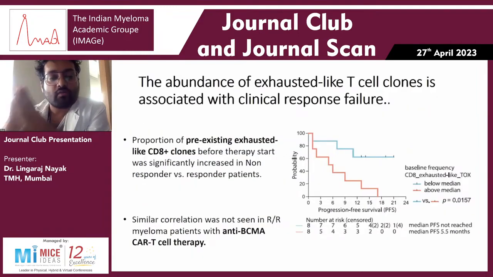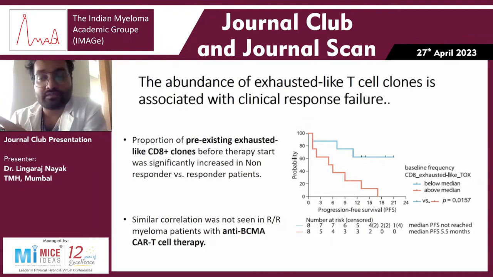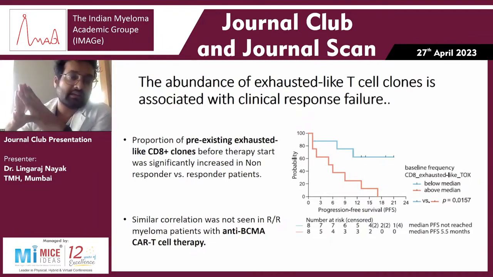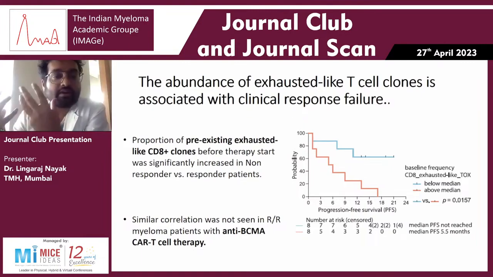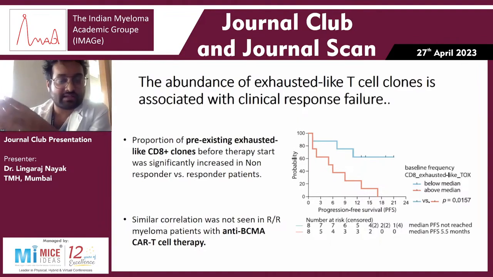Now what they looked at is whether there is any difference in the phenotype of CD8 exhausted T cells between patients who responded and those who didn't respond. They divided them into two groups, above median and below median. What they found is that patients who didn't respond had higher levels of CD8 exhausted T cells. That is the basic biology: if your T cells are not good, if they are already exhausted, those patients probably are not responding to T cell engager based therapy.